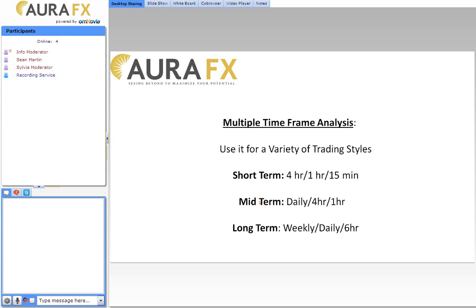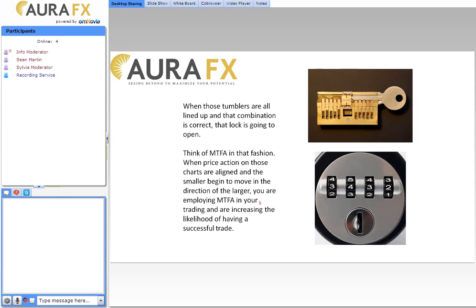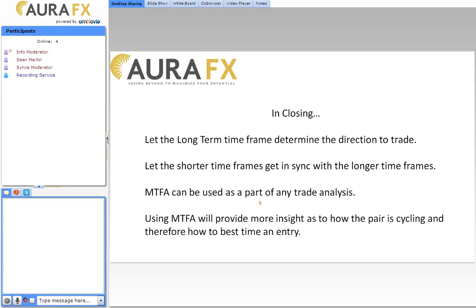In closing, let the long-term time frame determine the direction to trade. Let the shorter-term time frames get in sync with the longer-term time frames. Multiple time frame analysis can be used as a part of any trade analysis, and using multiple time frames will provide more insight as to how the pair is cycling and therefore how to best time an entry.